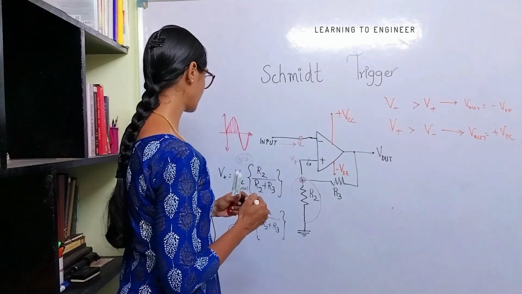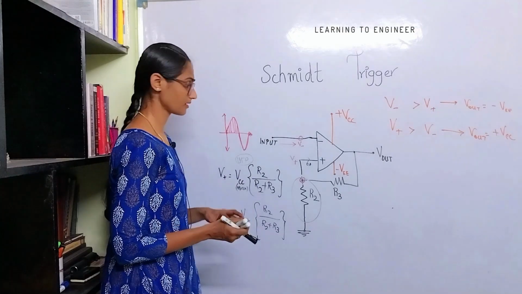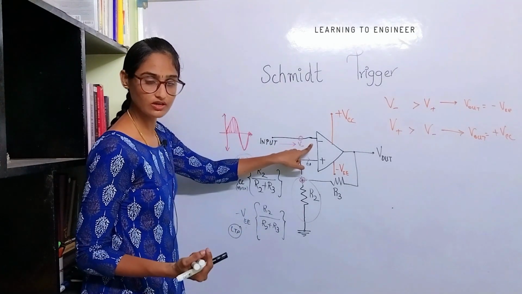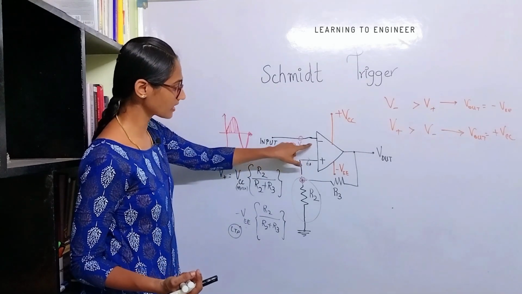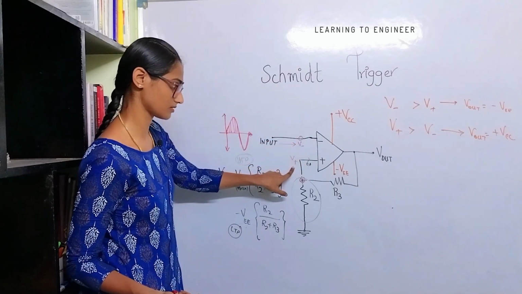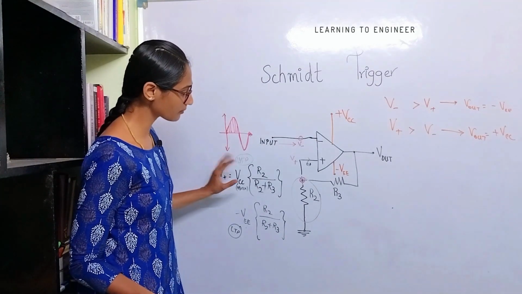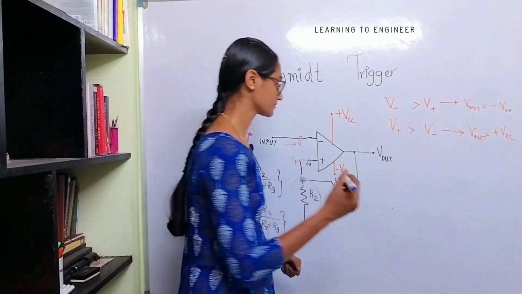Let's jump back to the circuit again. When the input is 0, V minus will be 0 at the starting. So it is comparing 0 versus V plus, which is this. At this point, what will happen? The V plus will be high.